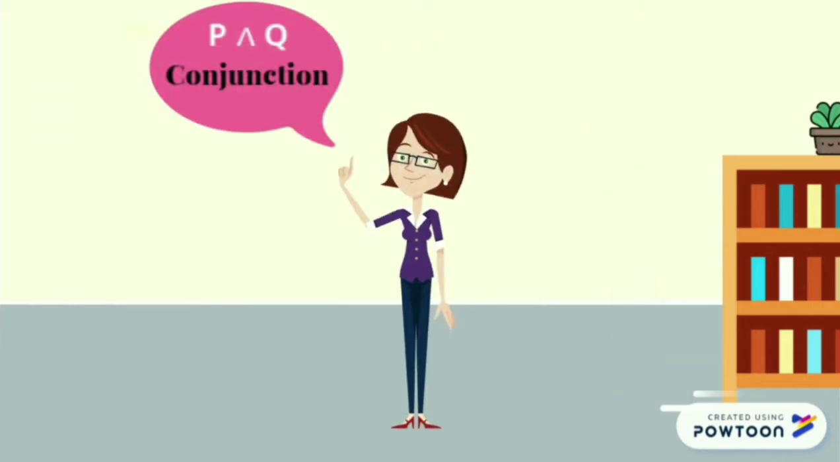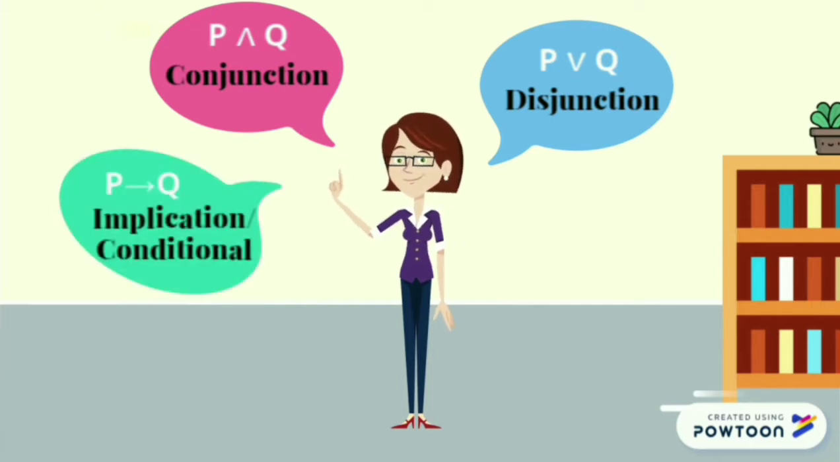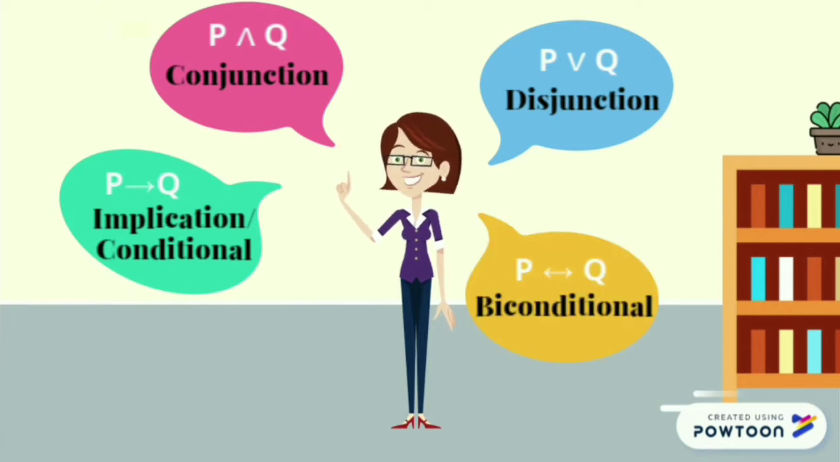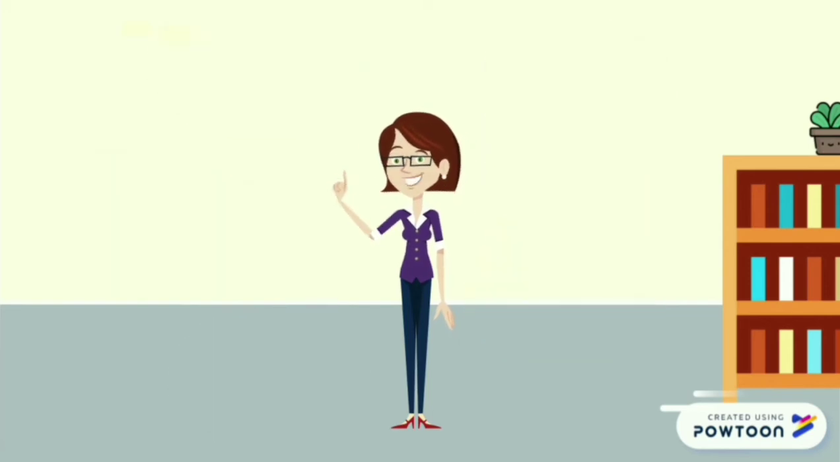This means P and Q, called a conjunction. This means P or Q, called a disjunction. This means if P then Q, called an implication or conditional. This means P if and only if Q, called a biconditional. This means not P, called a negation. I think all of you have understood what mathematical logic is.